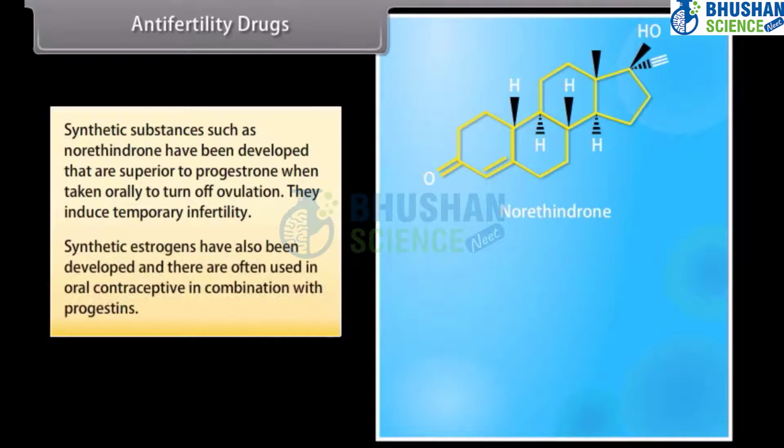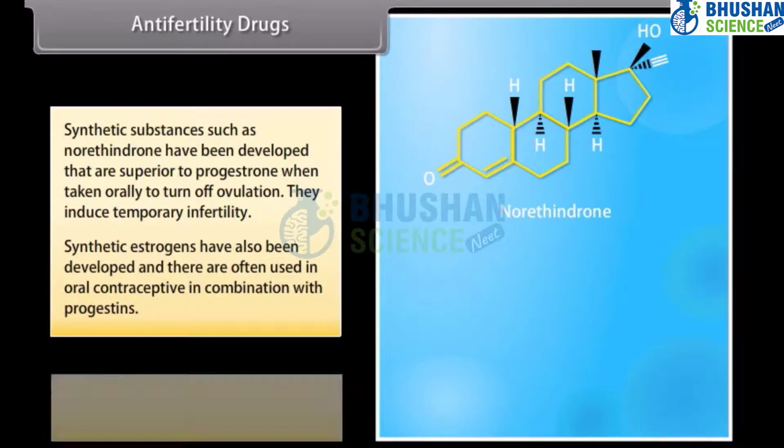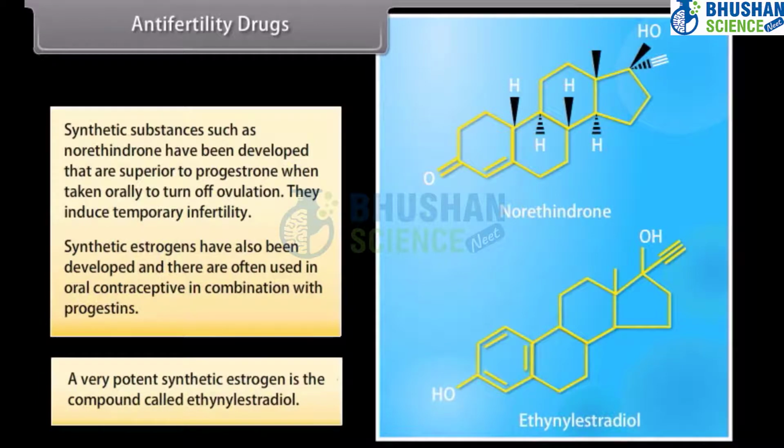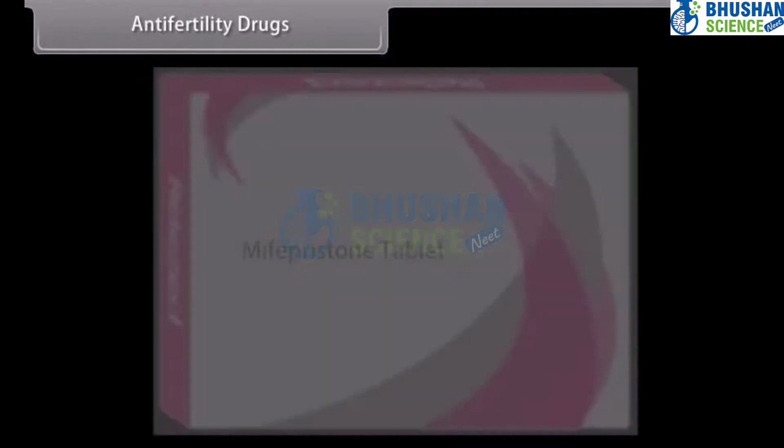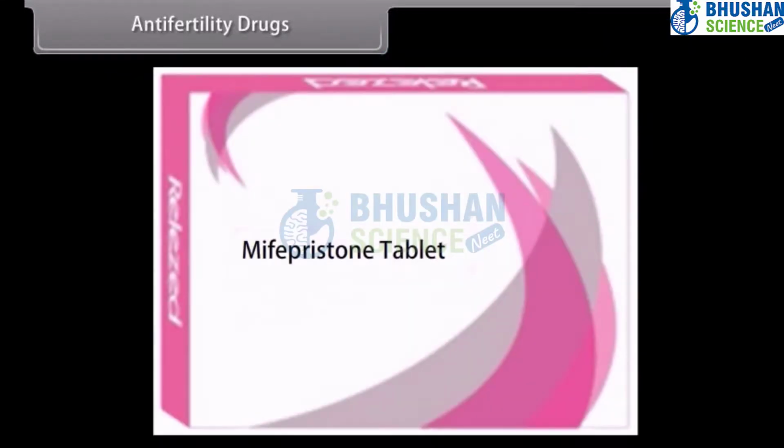Synthetic estrogens have also been developed and they are often used in oral contraceptives in combination with progestins. A very potent synthetic estrogen is the compound called ethinyl estradiol. Mifepristone is a synthetic steroid that blocks the effects of progesterone and is used as a morning after pill in many countries.